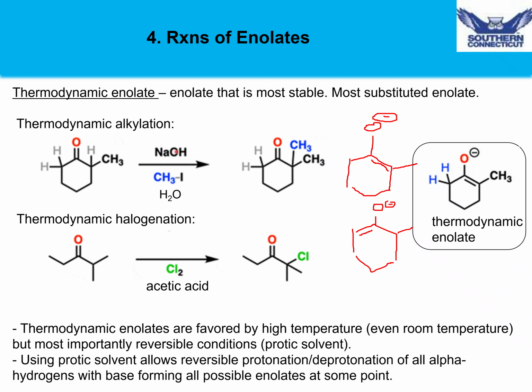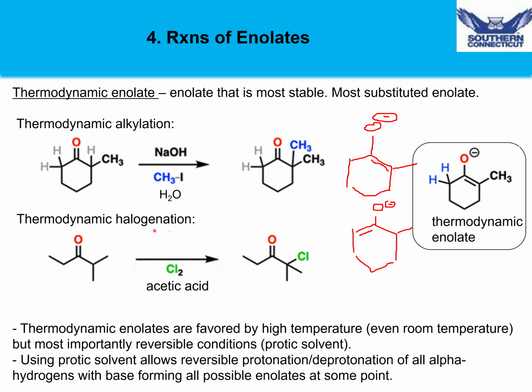On the thermodynamic conditions, aka reversible conditions, this is the more favored enolate because we have a double bond that's more substituted. And so on the reversible conditions, we get this enolate preferentially, and so the alkylation occurs on that carbon. Okay. We can do a thermodynamic halogenation.